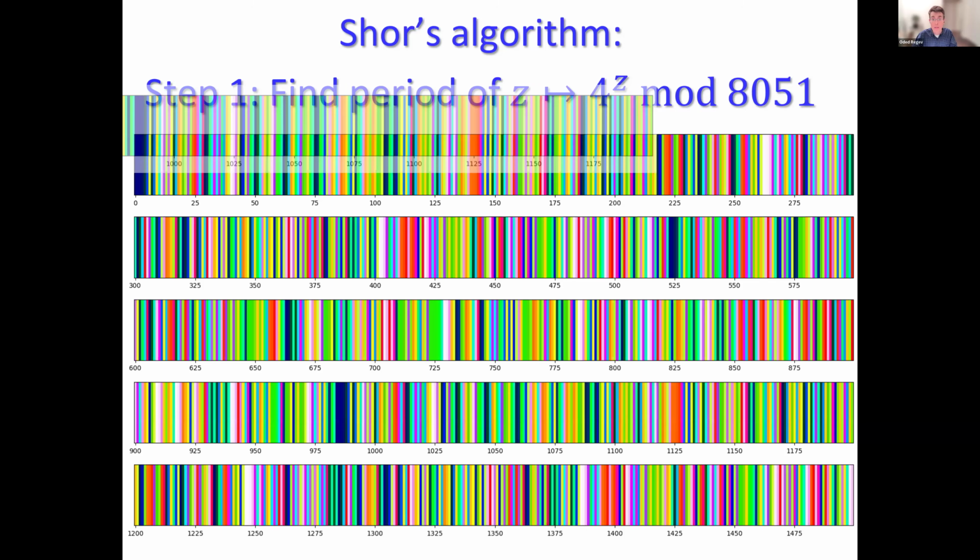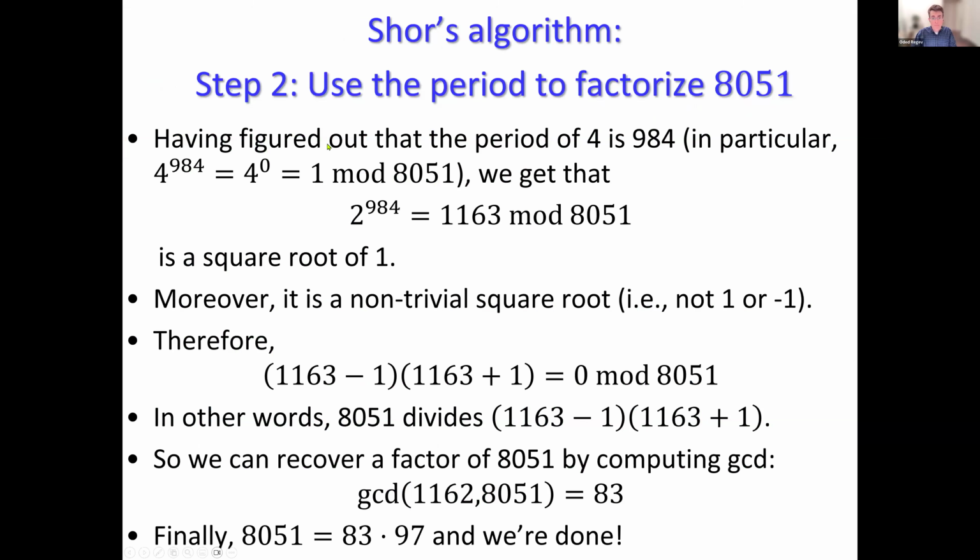So this is the multiplicative order. From now on, this is all standard. The minute you find the period, and if you haven't seen this before, the way you do that is you compute in superposition the function 4 to the z, which you can do with a quantum computer, and then use a quantum Fourier transform to extract the period. This is standard by now. In this case the period was 984. Once you have the period, you're just done.